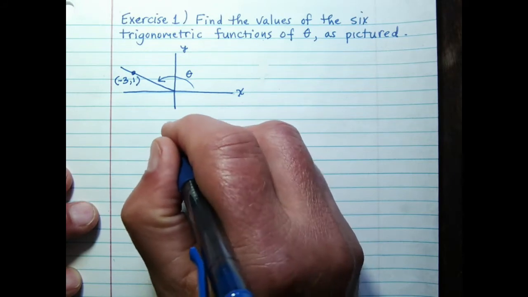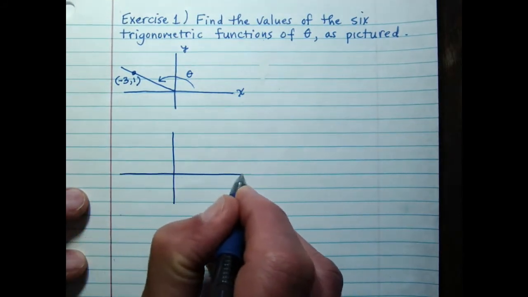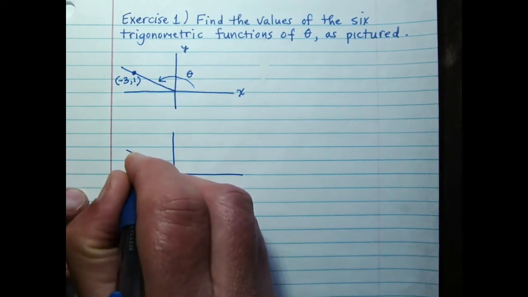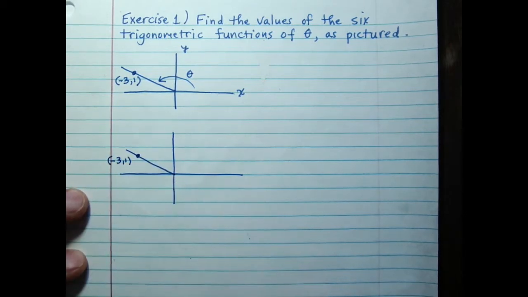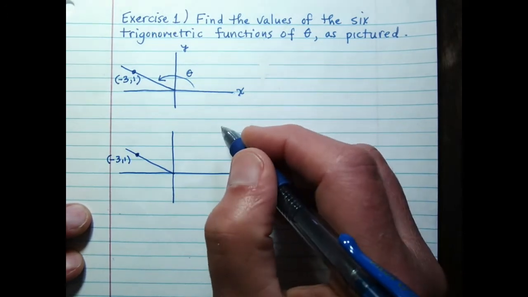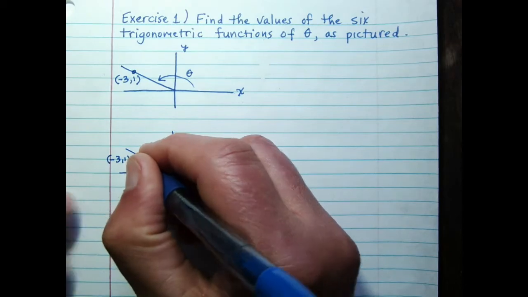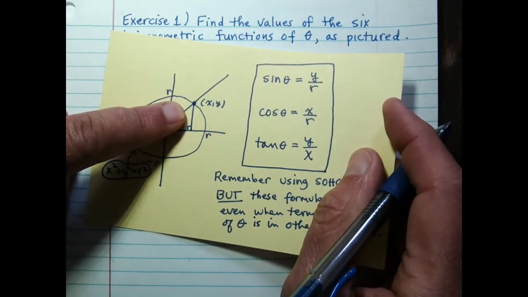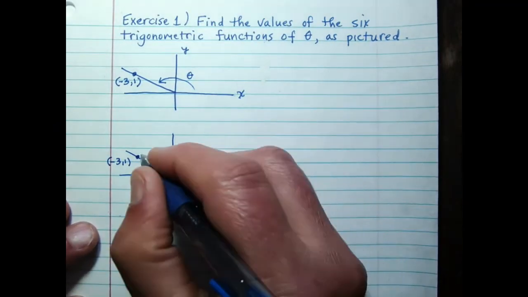Now, where's the circle is the question I would have first of all. To apply those formulas we need an R, and so I'm going to draw a separate picture here so I don't write on the original picture. I'm just going to recopy this terminal side with the point -3, 1.